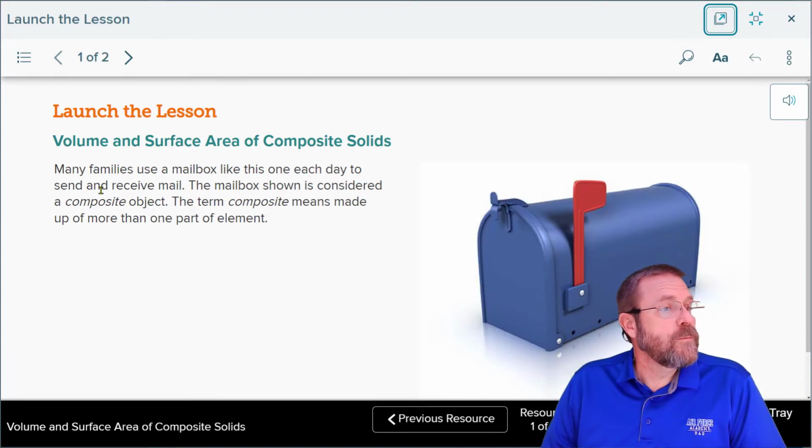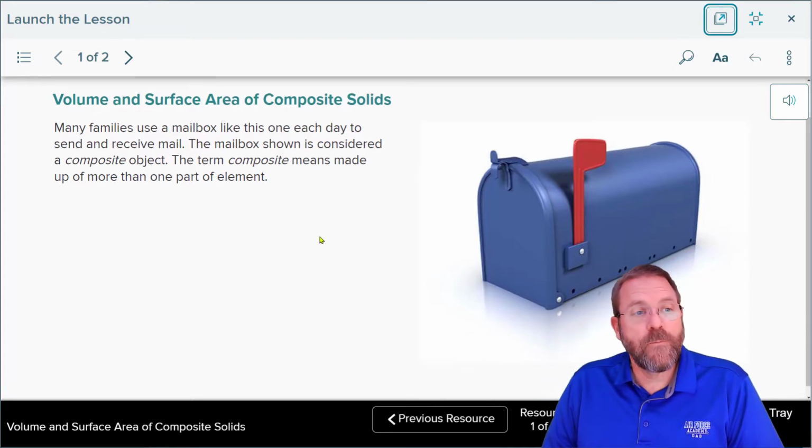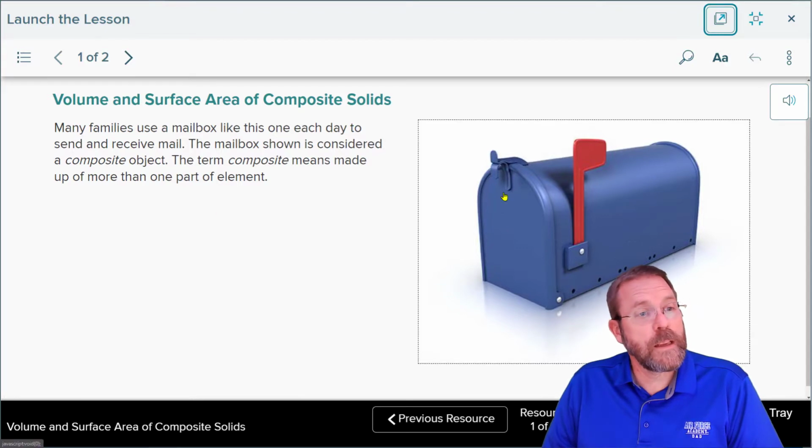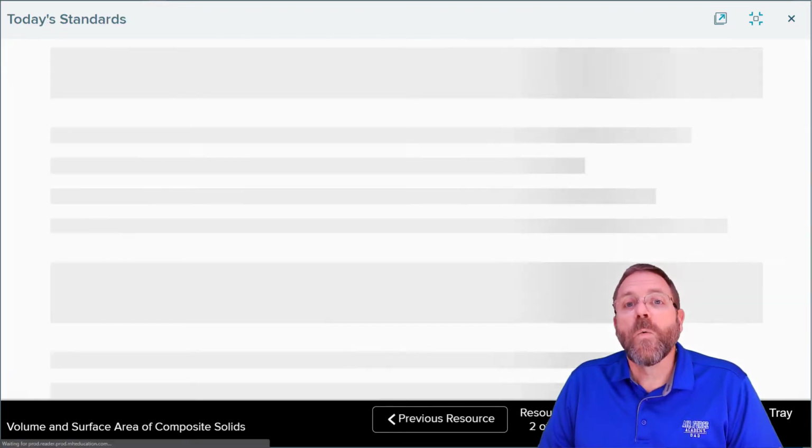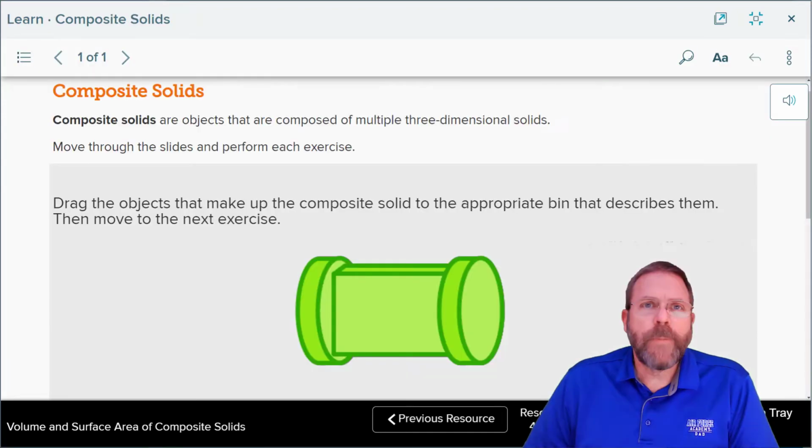Many families use mailboxes like this one to send and receive mail. The mailbox shown is considered to be a composite object. The term composite means made up of more than one element. Okay, you got the door, you got the sides, you got the base, all that stuff going into it together. What dimensions would you need to know in order to find the volume of that mailbox? Well, these are some of the things we're going to be looking at when we get into this lesson here.